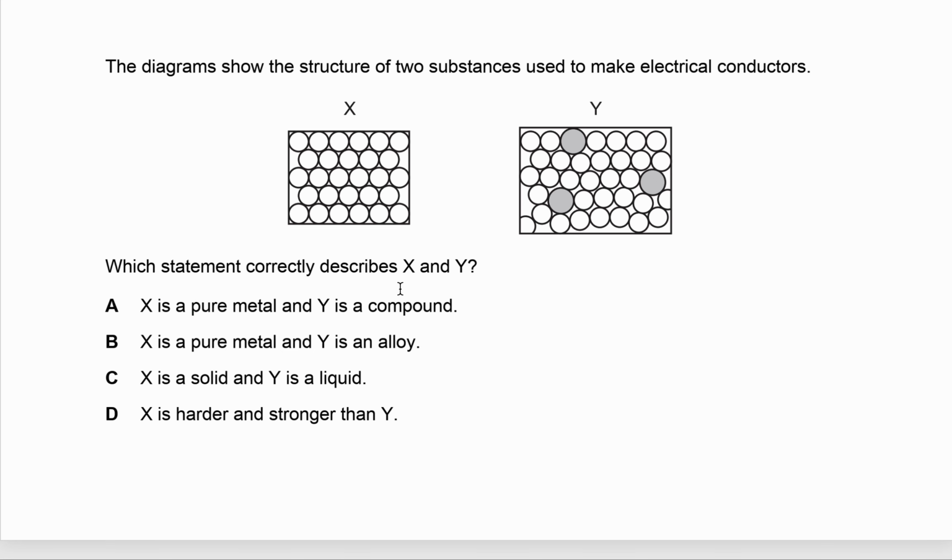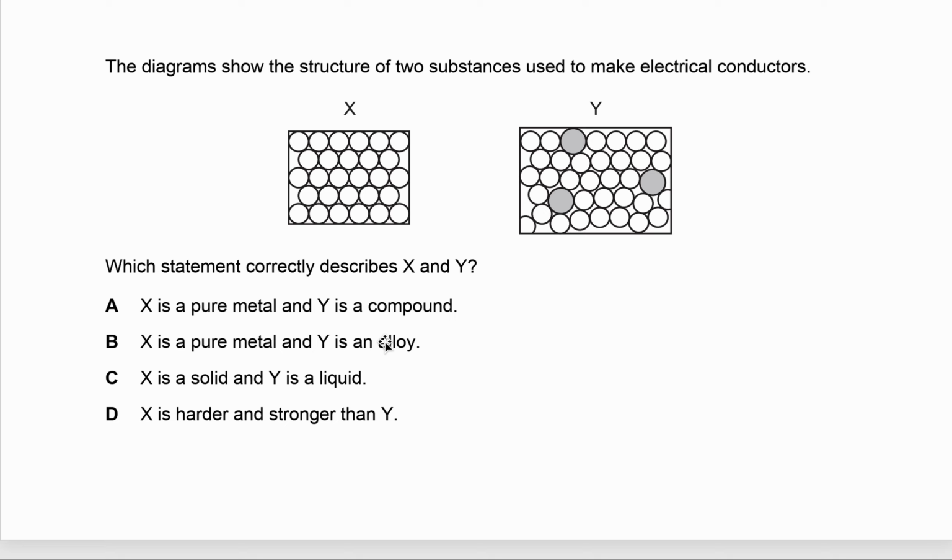So let's review something here about metals. And this is a typical question that you can find about it. It says the diagram shows the structure of two substances used to make electrical conductors. Here you can see X and you can see Y. So which statement correctly describes X and Y? So let's look at the answers right here. Just take a moment to look at the options and let's see each one of them.